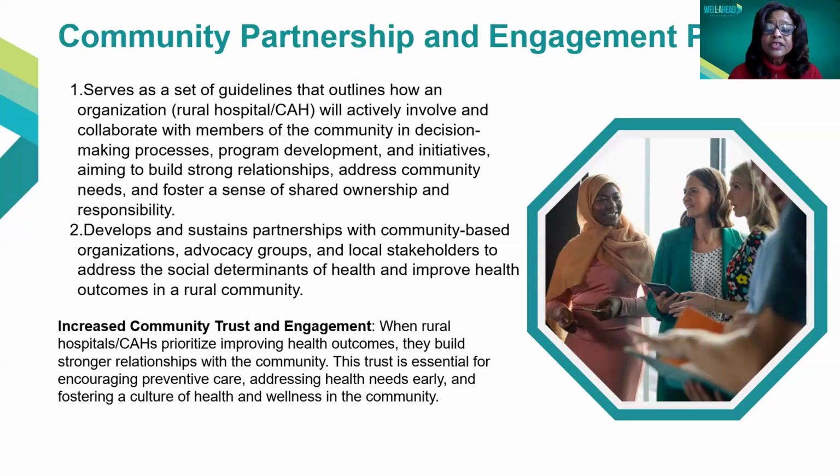This partnership and engagement policy serves as a set of guidelines that outlines how an organization, in this case a rural hospital or critical access hospital, will actively involve and collaborate with members of the community in decision-making processes, program development, and initiatives, aiming to build strong relationships, address community needs, and foster a sense of shared ownership and responsibility. Secondly, it develops and sustains partnerships with community-based organizations, advocacy groups, and local stakeholders to address the social determinants of health and improve health outcomes in a rural community.